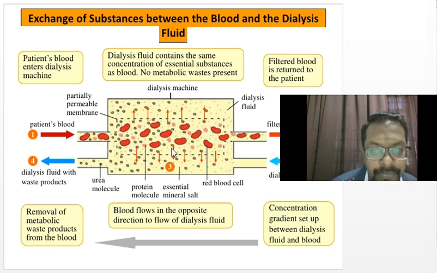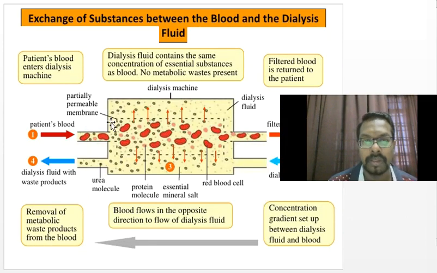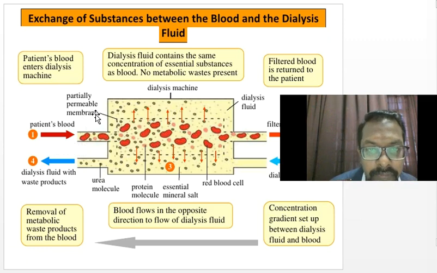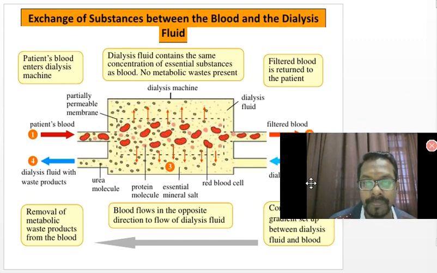Okay, now this is the patient's blood. Referring to here, going in here, this part. Patient's blood enters the dialysis machine. Dialysis fluid contains the same concentration of essential substances as blood. No metabolic waste is present. That means there is no waste inside this fluid. It's something like culture fluid. Whatever we need, the blood has to absorb. They have everything here. So what happens here?